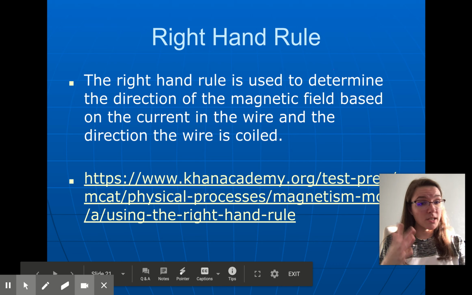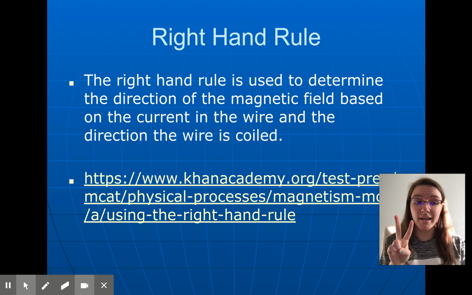I mentioned in the last video that there are 2 right-hand rules. The second right-hand rule is a little bit easier, in my opinion. It is figuring out the direction of the magnetic field based on the current in a wire and the direction that the wire is coiled. The way you figure out this one is by giving a thumbs up. Your thumb is pointing in the direction of the current, and the way your fingers wrap shows the way the magnetic field is looping around the wire.